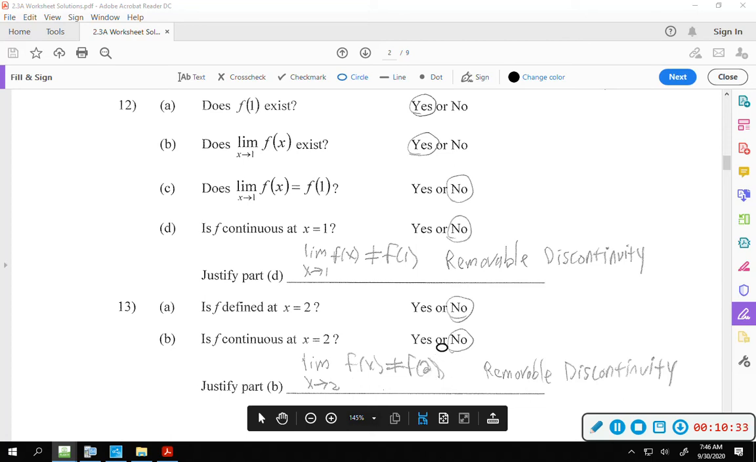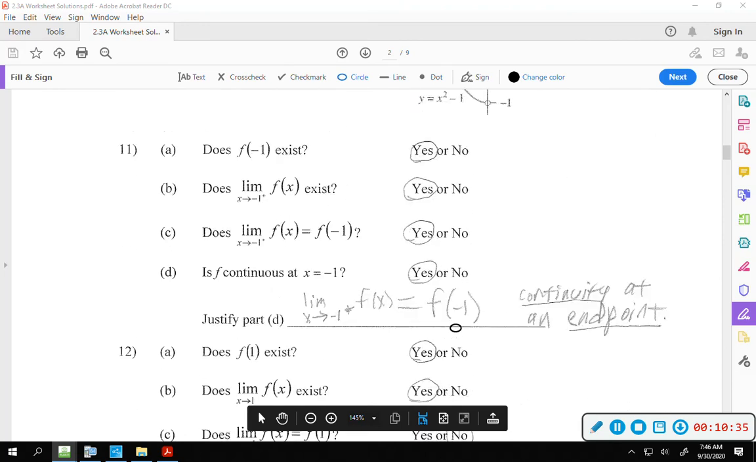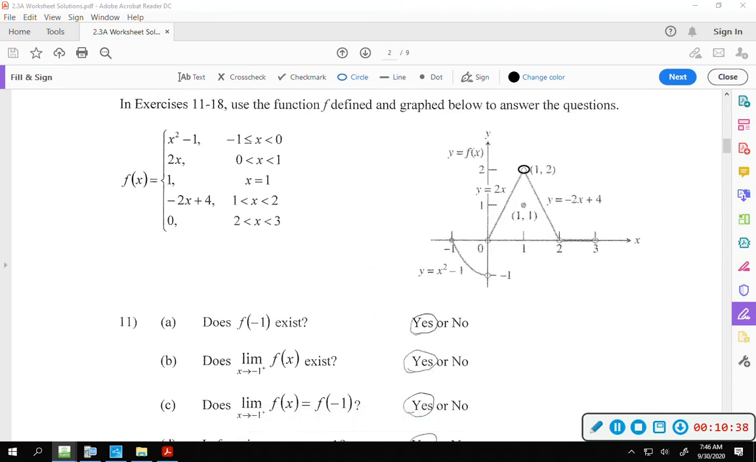Remember, removable discontinuities, just as a refresher, can be removed and replaced somewhere else, or they can be removed and thrown away completely. This one has been removed and thrown away completely. This has been removed and placed somewhere else.